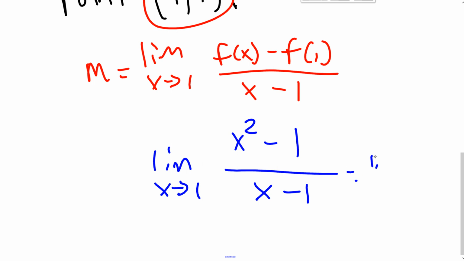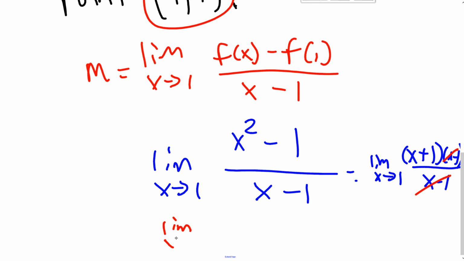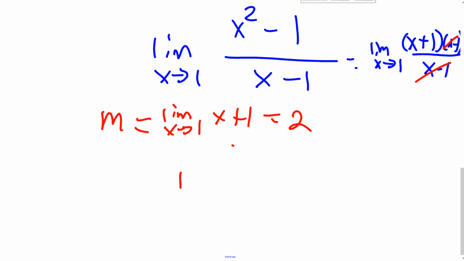So this factors to the limit as x goes to 1 of (x plus 1)(x minus 1) over x minus 1. So those will cancel out, right? Because I'm multiplying, so I can cancel this out. So I just get the limit as x goes to 1 of x plus 1. Now I can go ahead and plug in 1, and I get 2. So that means my slope is equal to 2. So m is equal to 2.